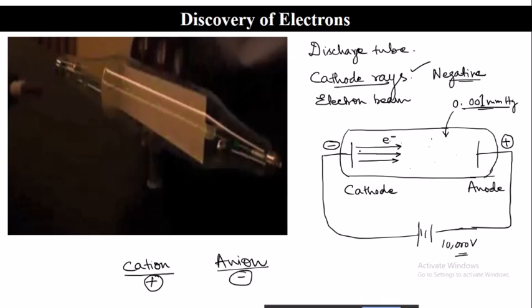Electron microscope: what is that ray? A beam of electrons is passing through. They are nothing but again cathode rays, an electron beam. So using this discharge tube, what could be identified? Electrons could be identified. These electrons were traveling as rays, and they have the negative charge.